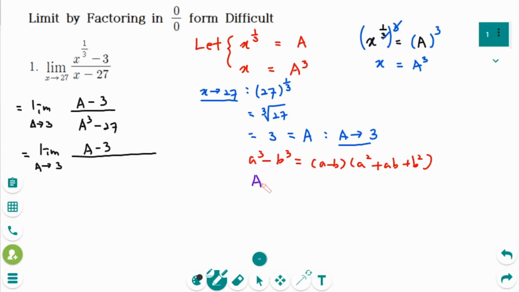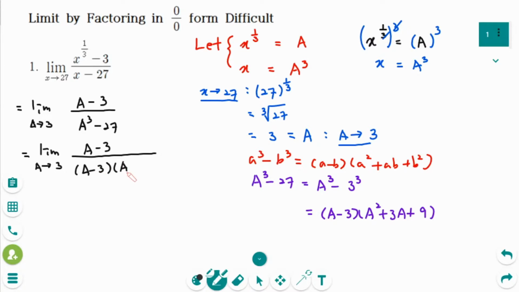So a cubed minus 27 means a cubed minus 3 cubed, which equals a minus 3, a squared plus 3a plus 3 squared, which is 9. So we can then factor the denominator into a minus 3, a squared plus 3a plus 9. Then cancel the common factor, which is a minus 3.